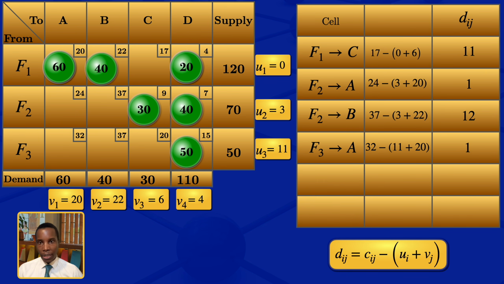The next unoccupied cell is cell F3 to B. For cell F3 to B, we are saying 37 minus the sum of these two values, and that will give us 37 minus (11 plus 22), which gives us a 4. And then lastly, we are looking at cell F3 to C. For cell F3 to C, we are saying 20 minus the sum of these two values. So that gives us 20 minus (11 plus 6), and the value that we get there is 3.